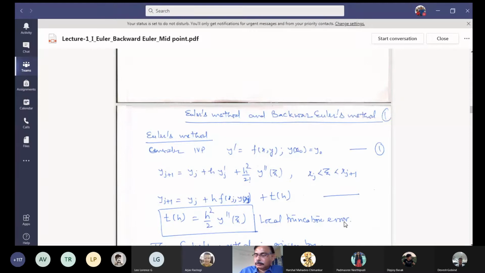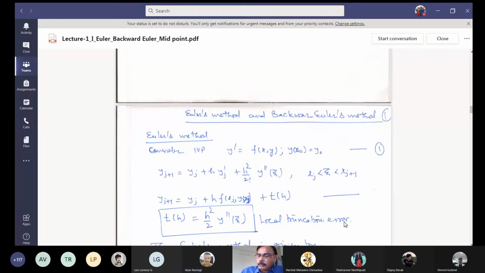y1 equals y0 plus h y0 dash. That's right. So y0 plus h y0 dash, either you write that or you write f0 or you write f of x0, y0. Is that clear? Yes, sir.